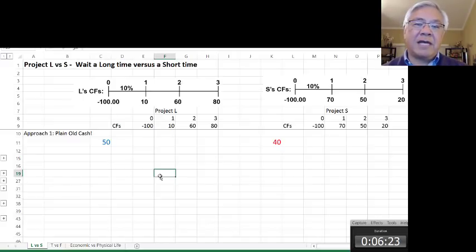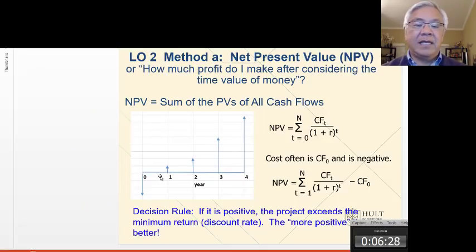So let's go back to our slide deck and just build our story. The next case is looking at NPV. Just as a brief reminder, NPV is how much profit I would make if I consider that money now is worth more than money a year from now. And you'll recall this formula, where net present value equals the sum of the cash flows discounted back at some discount rate.